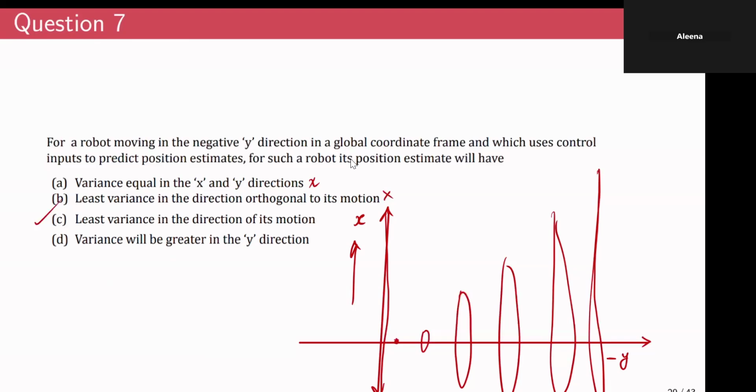Option D is variance will be greater in the y direction. That is obviously false. Variance will be lower in the y direction.